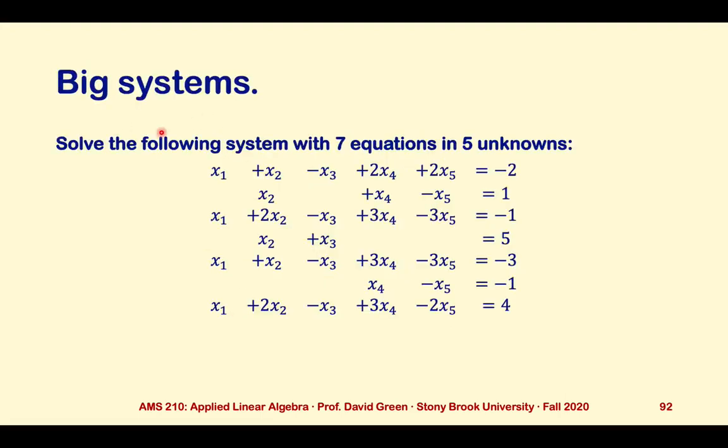So let's start with an example that's a big system. This is a system of 7 equations in 5 unknowns. Looks like a little bit of a beast. I promise you I've set this up so it is not overly difficult to solve, but it still looks like a bit of a mess.